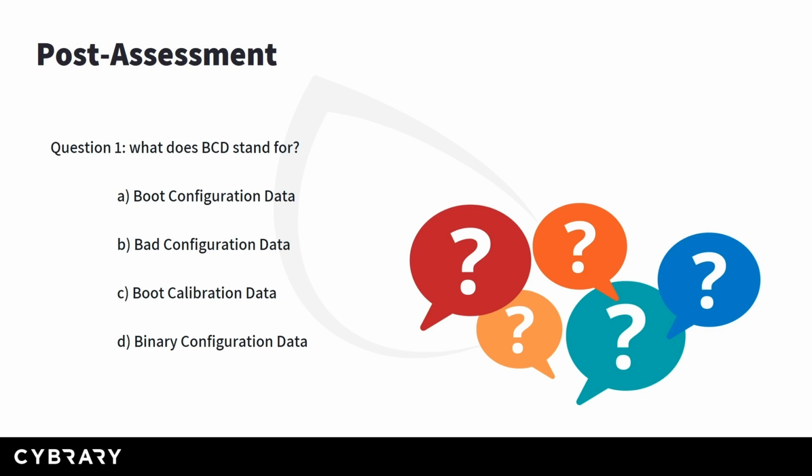Okay, here's a quick post-assessment question for you. In the context of the system registry, what does BCD stand for? Is it A, boot configuration data, B, bad configuration data, C, boot calibration data, or D, binary configuration data? If you say A, you are correct. The boot configuration data was introduced in Windows Vista and is used to load the operating system or to run boot applications such as memory diagnostics.